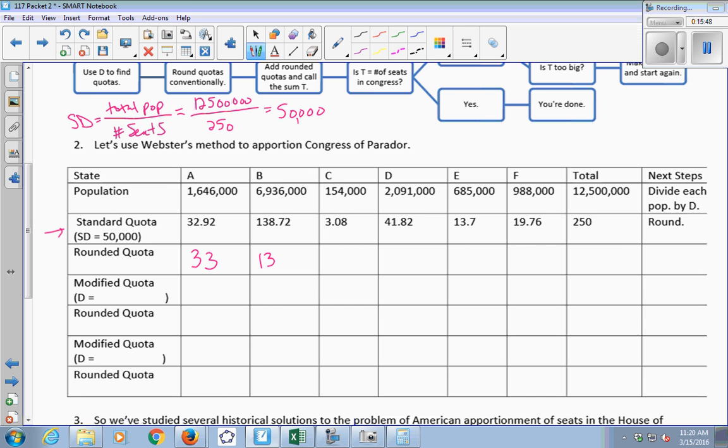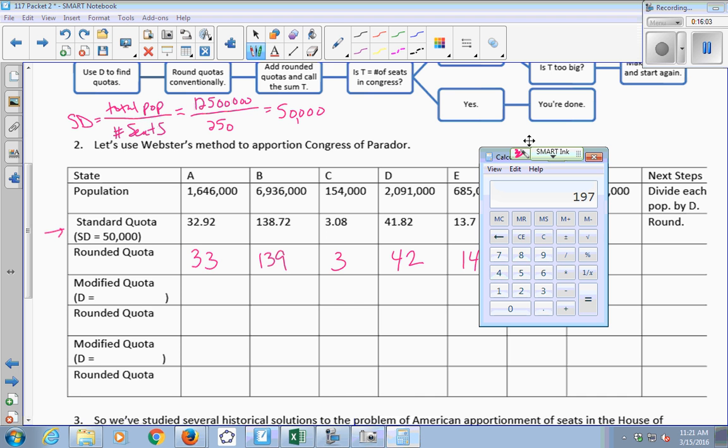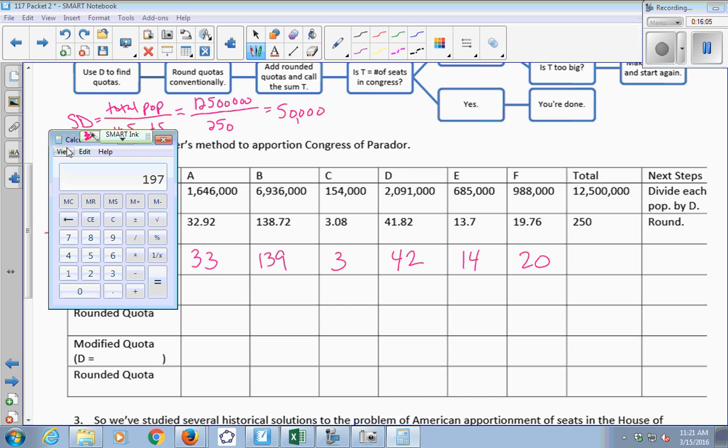138.72 will round up to 139. 3.08 would round down to 3. So you round to the nearest whole number. So we've got 42, 14, 20. And when we add these up, we hope we've given out exactly 250 seats. So we've got 33 plus 139 plus 3 plus 42 plus 14 plus 20. And we've given out 251 seats, one too many.